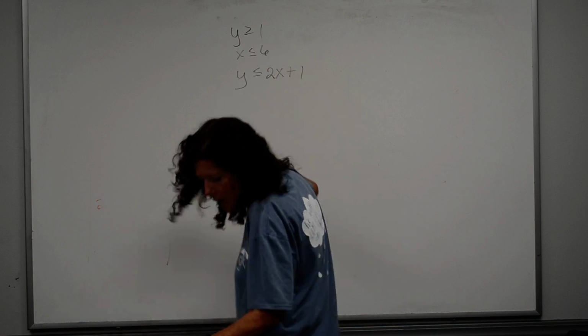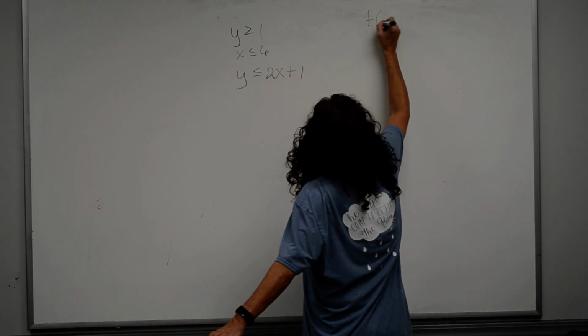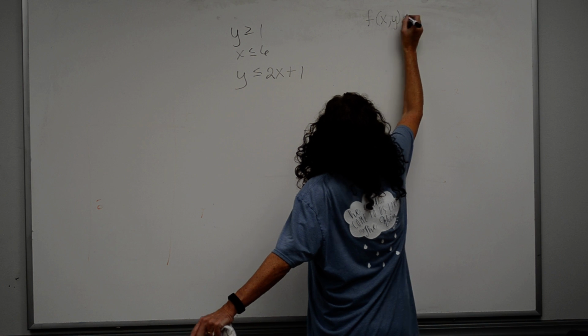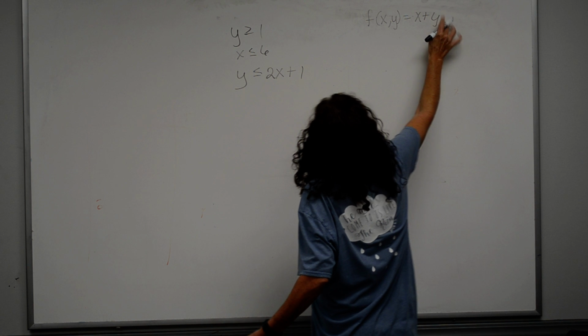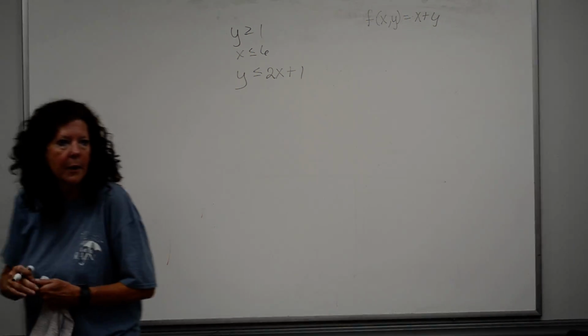Those are all your equations, and this is your constraining equation. That's what you're going to plug your corners back into.